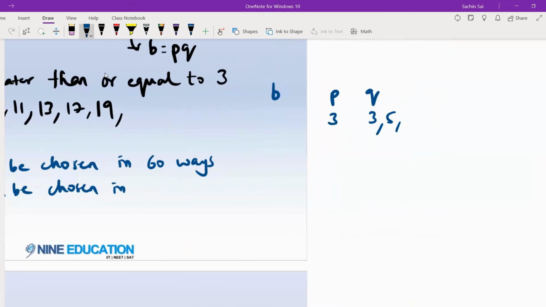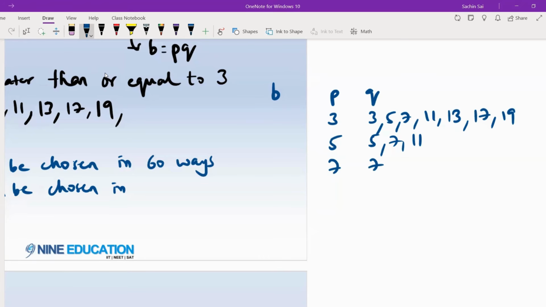Q can be 3, 5, 7, 11, 13, 17, 19. Remember, the product should be less than or equal to 60. And if P is 5, then Q can be 5, 7, 11. And if P is 7, then Q can only be 7, right?